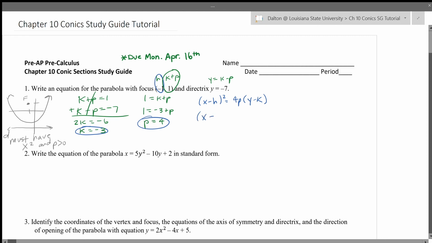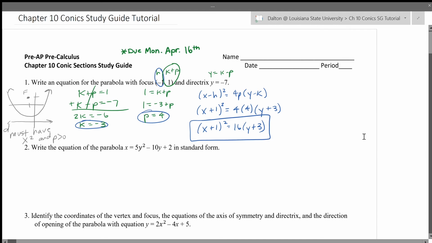x minus -1 will be (x plus 1) squared is equal to 4p, so it'll be 4 times 4, times (y minus k). y minus -3 will change to y plus 3. Then, of course, we want to go ahead and simplify, so we end up with (x plus 1) squared equals 4 times 4, 16, times (y plus 3), and this will be our final answer.